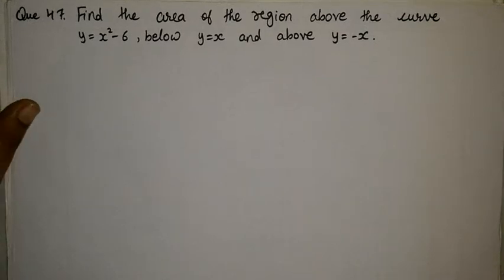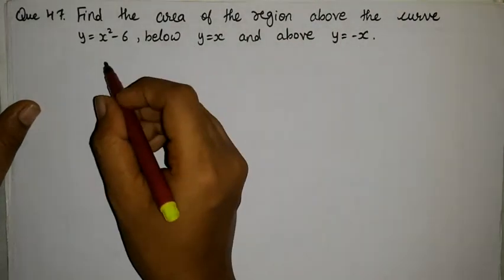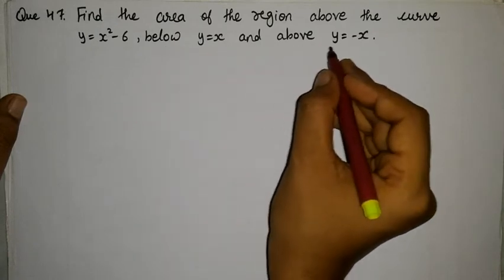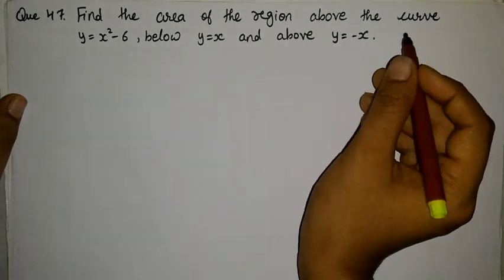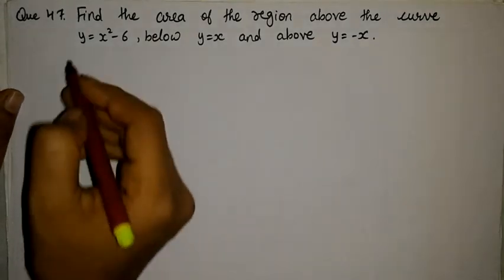So today's question is, find the area of the region above the curve y is equal to x square minus 6x, below y is equal to x, and above y is equal to minus x. So in such question we have to draw the diagram first. So let's draw the diagram.